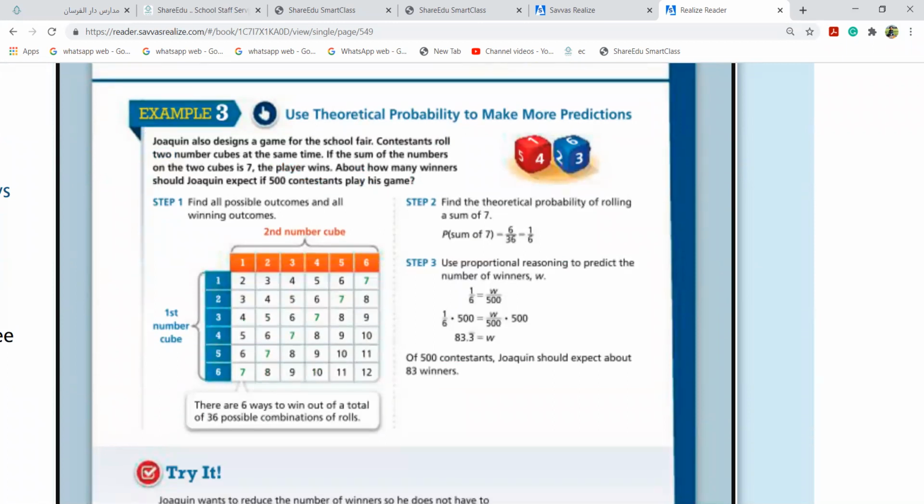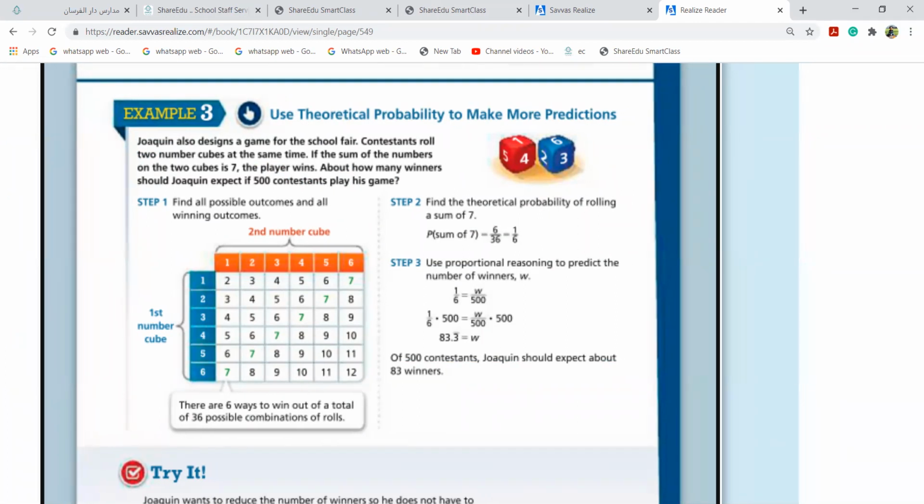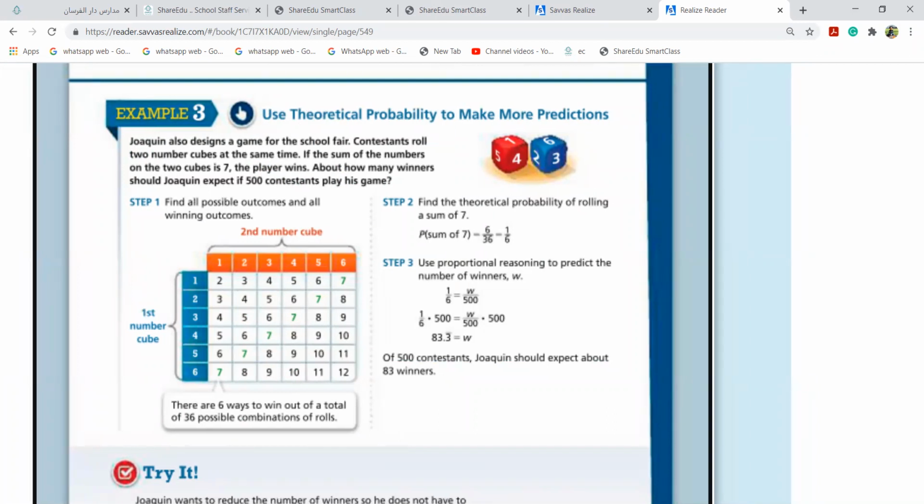Who can read this question? Noor, please read the question. Joaquin also designs a game for the school fair. Contestants roll 2 number cubes at the same time. If the sum of the numbers on the 2 cubes is 7, the player wins. About how many winners should Joaquin expect if 500 contestants play his game? So he designs a game for the school fair. Contestants roll 2 number cubes at the same time, not 1 cube. If the sum of the numbers of the 2 cubes is 7, the player wins. Okay. Now example.